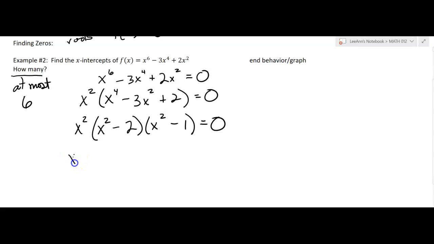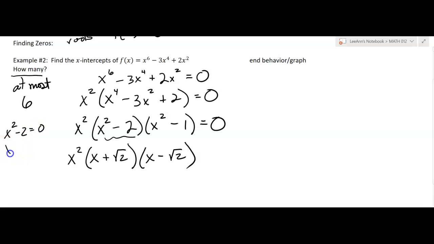We can go x squared and then x plus the square root of 2 and x minus the square root of 2. I wrote the addition one first. It doesn't really matter which one you write first. You can think about that. You could take this part of the equation, I'll write it over here, x squared minus 2, and I'm setting that to 0. X squared equals 2, so x equals plus or minus the square root of 2, taking the square root on both sides. Okay, the square root of 2 is a real number. It's approximately 1.4. But it's a real number.